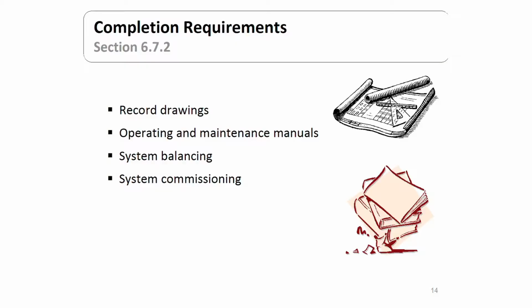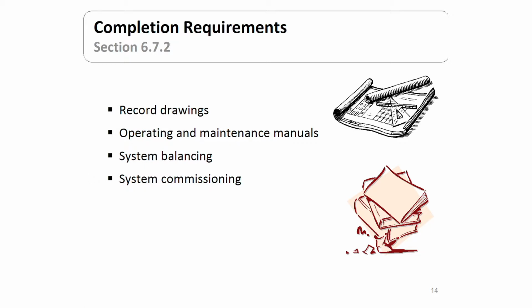We'll wrap this up with completion requirements. We need to have record drawings for the HVAC. We have to have operating and maintenance manuals. The system has to be balanced, and there has to be a report on that. There is a requirement for system commissioning in some cases. I'll show you the limits on that in a minute.